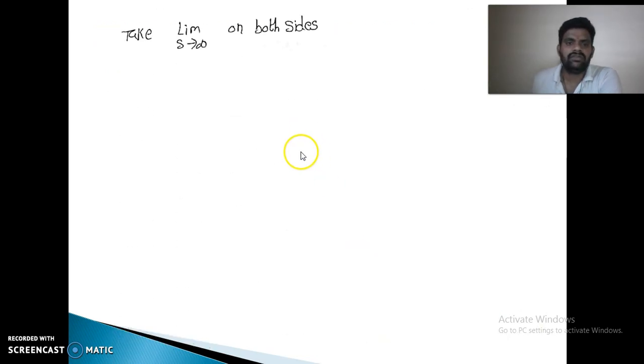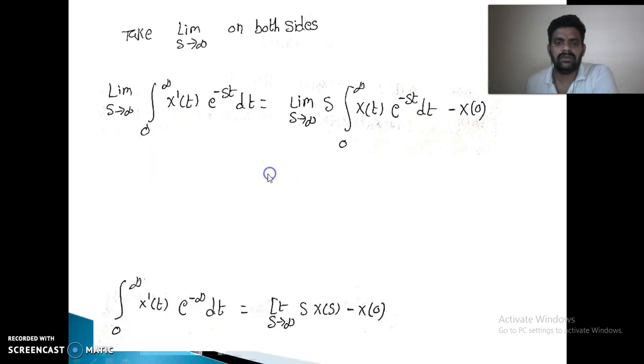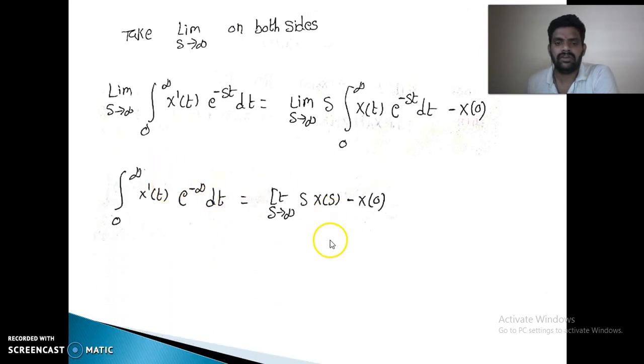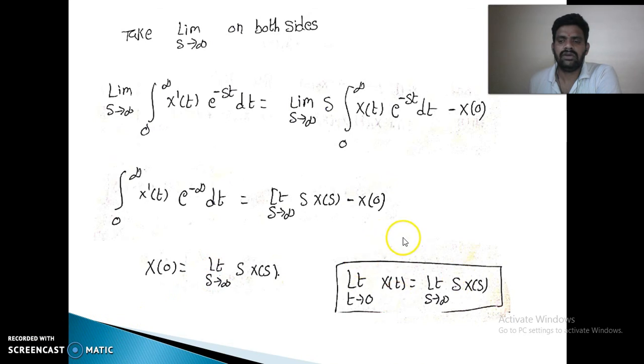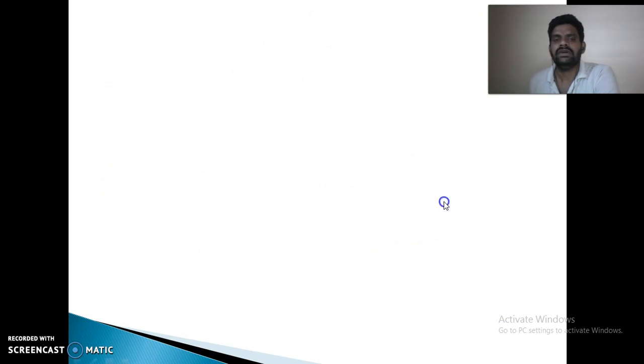So letting s tends to infinity on both sides, the left hand side becomes 0, and on the right hand side x of 0 remains. So x of 0, limit as t tends to 0 of x of t, is equal to limit as s tends to infinity of s into x of s. It's called the initial value theorem. It will calculate the initial value, that is x of 0, when the function x of s is known.